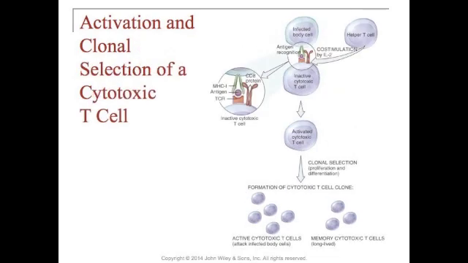And on this next figure, 22.16 on page 872, we see the activation and clonal selection of cytotoxic T cells. So once a cytotoxic T cell is activated, it forms a clone of active cytotoxic T cells and memory cytotoxic T cells. So active cytotoxic T cells attack other body cells that have been infected with the antigen. And then memory cytotoxic T cells do not attack infected body cells. Instead, they can quickly proliferate and differentiate into more active cytotoxic T cells and more memory cytotoxic T cells if the same antigen enters the body at a future time.